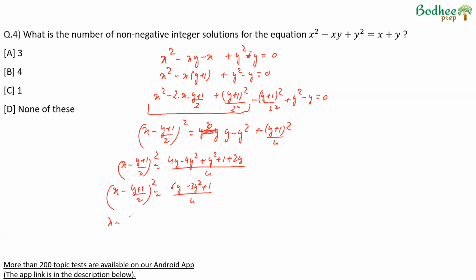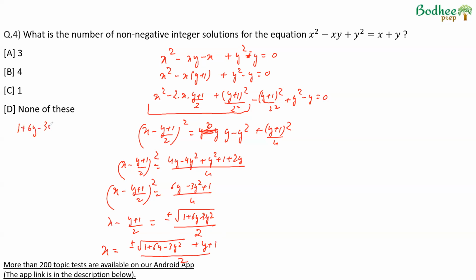Taking the square root, x minus (y plus 1) by 2 is equal to plus minus root of (1 plus 6y minus 3y square) upon 2, and therefore x is nothing but plus minus root of (1 plus 6y minus 3y square) plus y plus 1 upon 2. Now, for x to be real, non-negative integer, okay. So yeah, it is a real value. We have the root has to be greater than equal to 0.